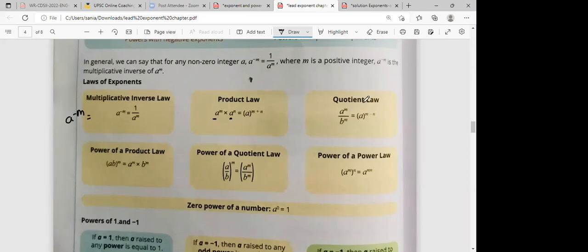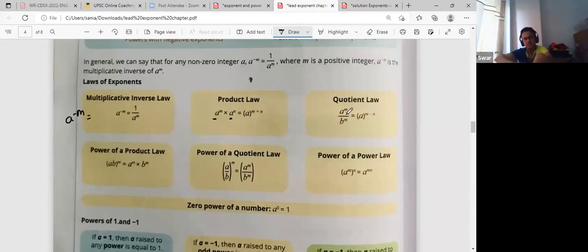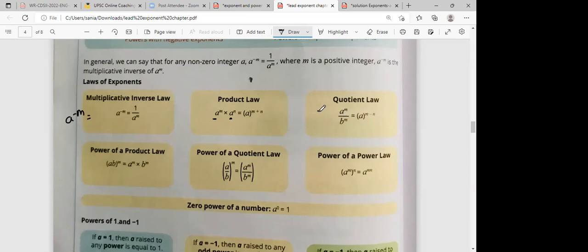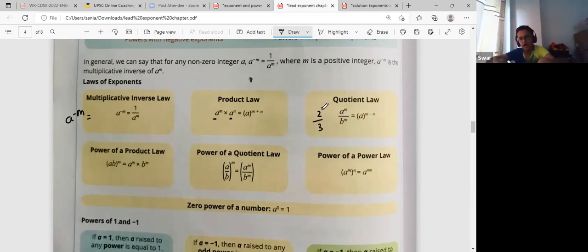And this is the quotient law, which is in division. You have same bases, and then you are going to subtract the powers. Then the power of a product law for different bases. Wait, I didn't understand. If you have different bases, that means it is like 2, 3. If I have different bases, then what should I do?